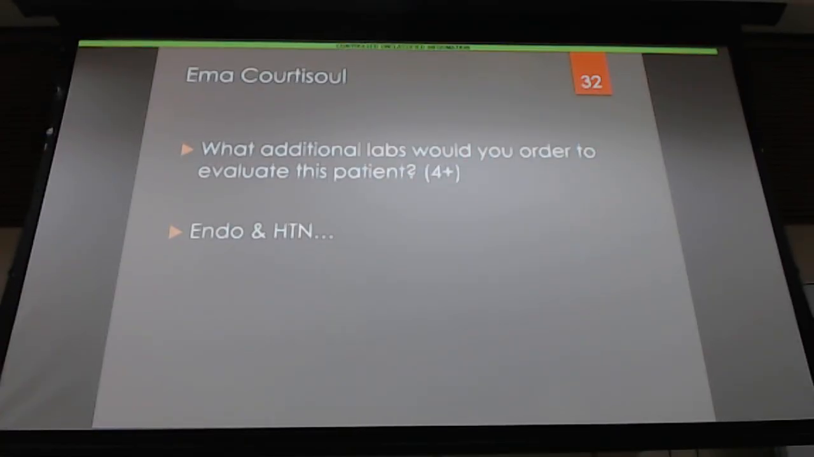Okay. All right. What additional labs would you like to do for Emma? So we have a CMP, thyroid, all of that is fine. We're thinking it's Theo. What labs do you want to do? I know you're filling up the thing. What labs do you want to do?